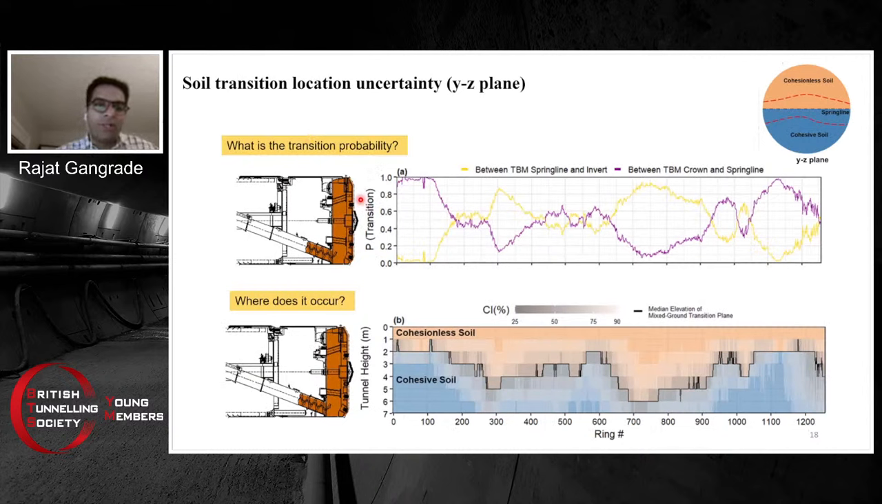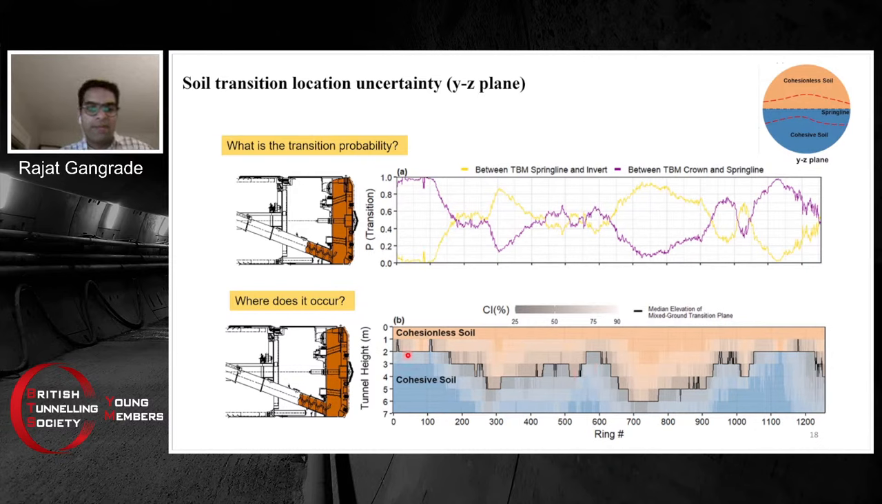So quantifying that, we have a distribution of where that transition is going to occur. What is the probability of it occurring? As you can see, as you progress through the alignment, the transition, if at all it is expected, could occur between the tunnel crown and the tunnel spring line. And as you progress through the alignment, it shows you the probability of the transition occurring at that spatial location. And where does it occur? It gives us a median elevation of where the transition is going to occur, along with confidence intervals.